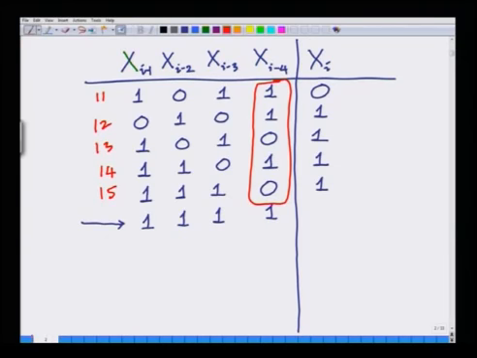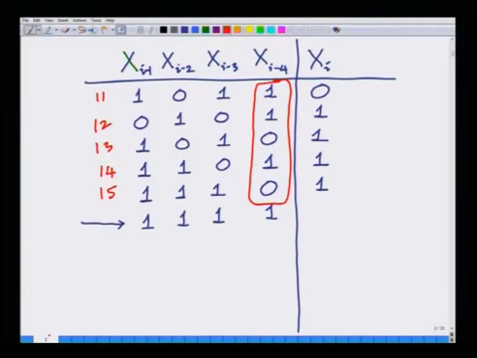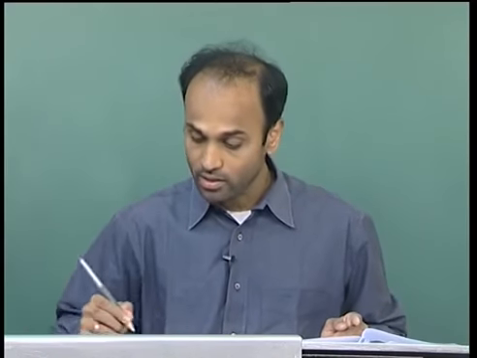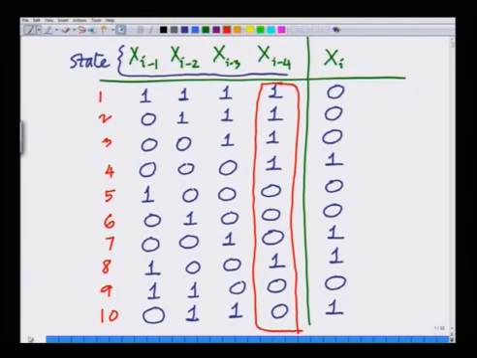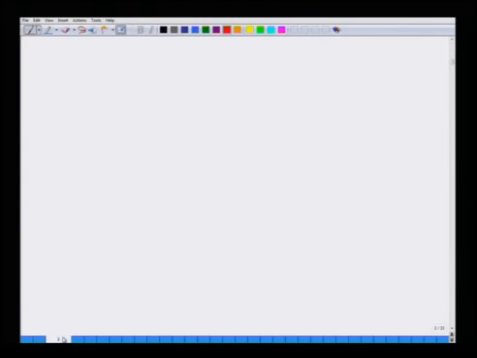Now remember, the state has 4 different quantities, xi minus 1, xi minus 2, xi minus 3, xi minus 4, and each can take 2 different values. Hence, the total number of states of this LFSR is 16. However, it only goes through 15 of the 16 states, that is, it does not go through every state. And why is that happening? If you look at this carefully, it goes through all states except the all 0 state. So let me write that down clearly.